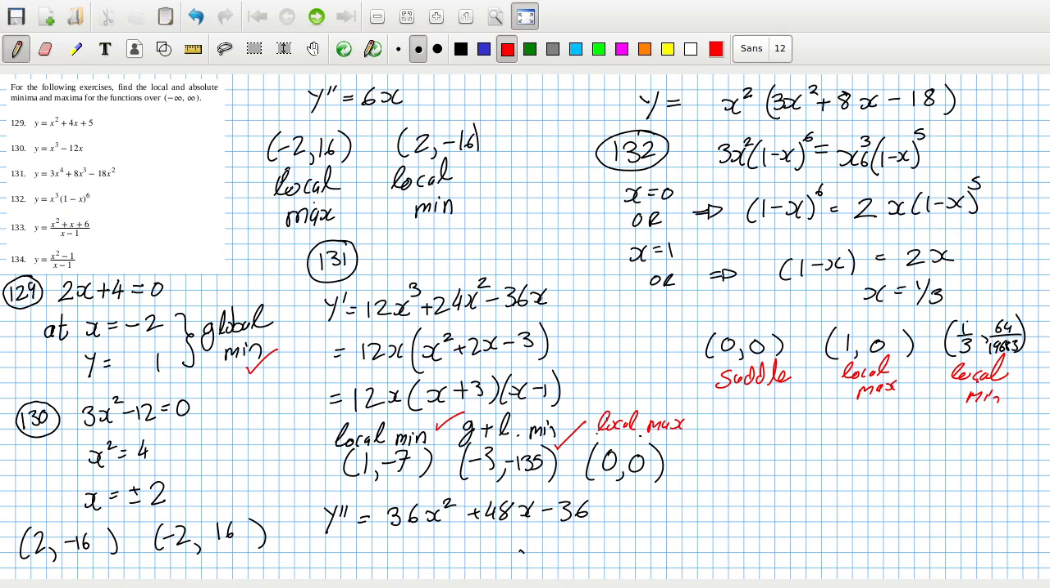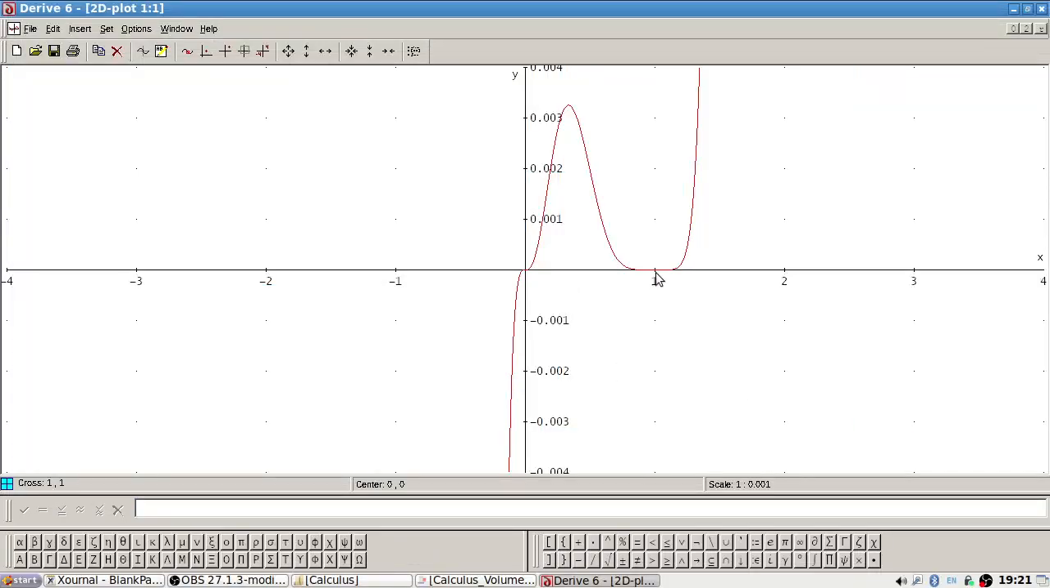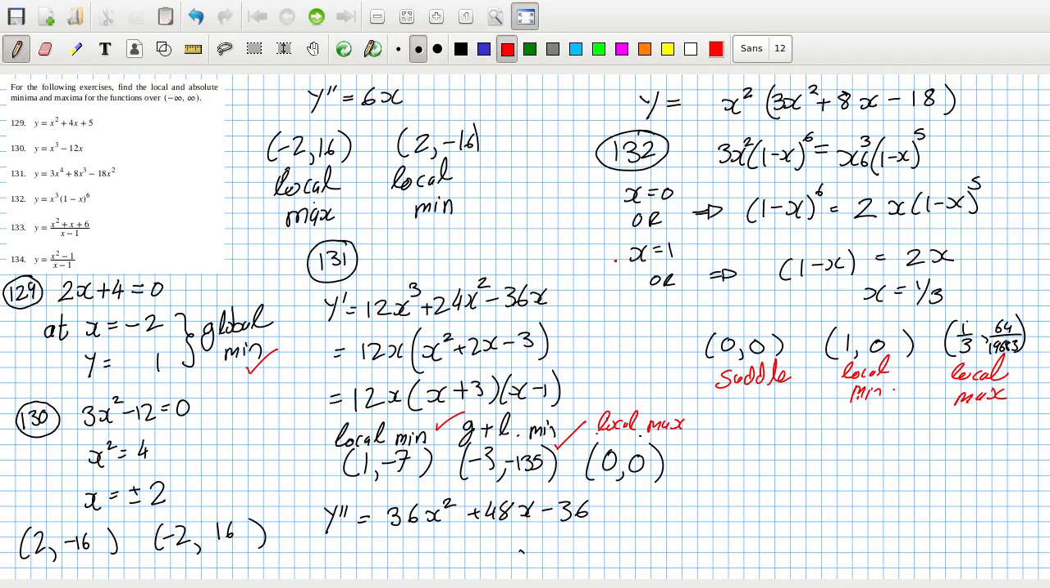Max at a third, min at 1. Ah, I had it backwards. Not too bad, I suppose. Min. Yeah. No absolute max or min, though. Okay, let's continue then.